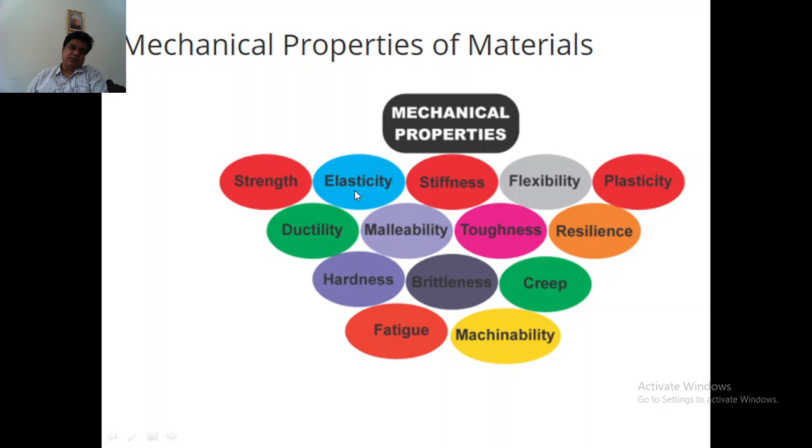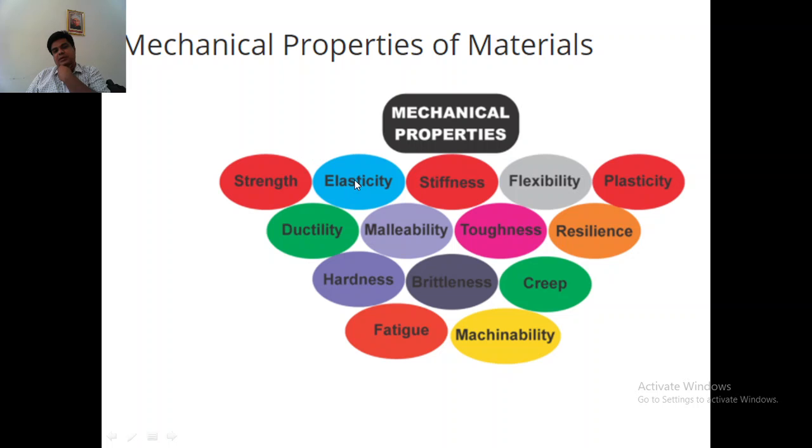The shape will be changing, and once you remove the load or force on the material, it comes back to the same position or same shape and size. In simple words, that is called elasticity. Similarly, stiffness is, again, how stiff the material is. It's basically how stiff the material is to the applied force.